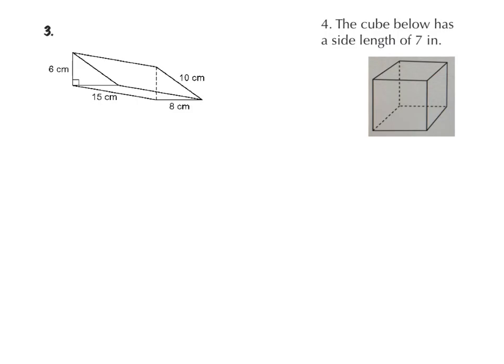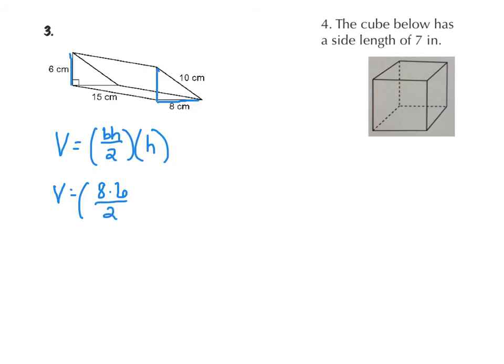Find the volume for triangular prism number 3. Always write your formula. Volume equals base times height divided by 2 times height, or your other formula. The base of the triangle is 8. The height of the triangle is 6. I'm going to divide that by 2. And the height of the whole figure is 15.